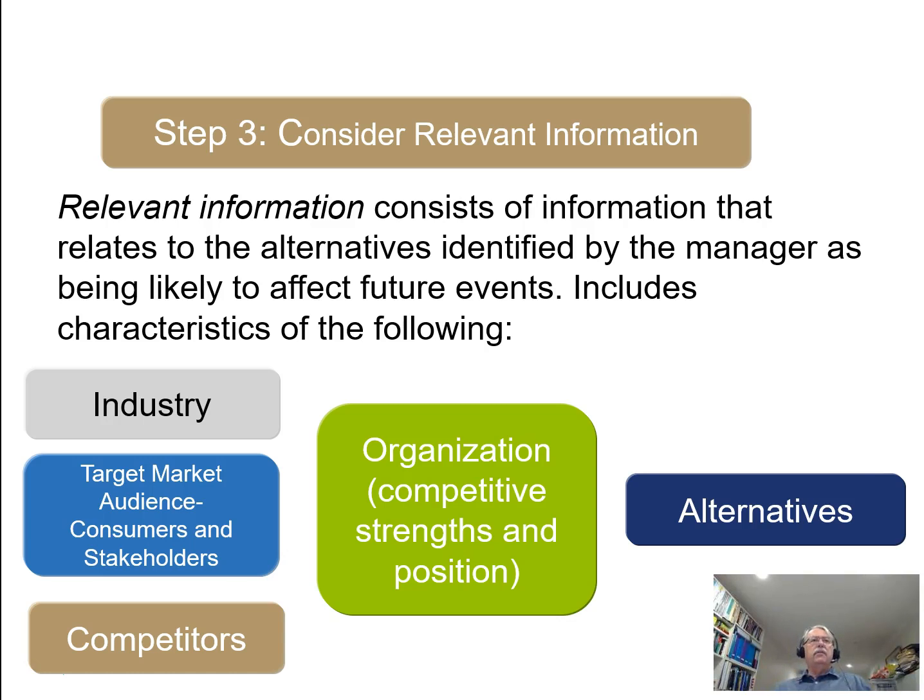The relevant information. Okay, so we're looking for information that relates to the alternatives identified by the manager as likely to affect future events. So the major information categories are those related to the industry, those related to the target market audience, consumers and stakeholders, and also to competitors. And in the middle, you see we need to understand the organisation, its competitive strengths and position.